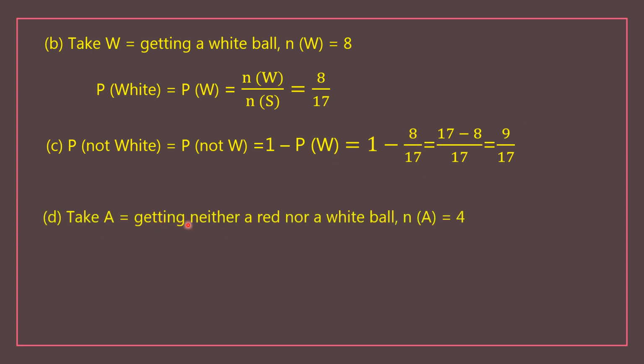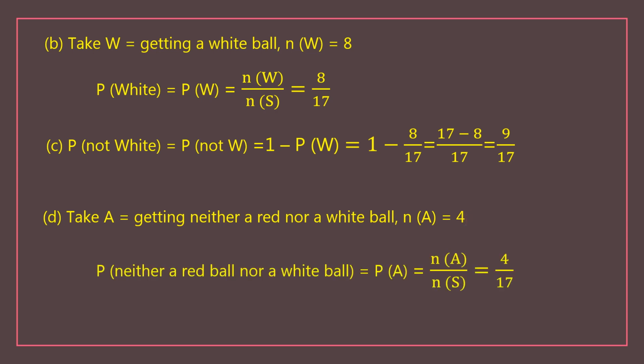Now take A is equal to getting neither a red ball nor a white ball. In the bag there are red balls, white balls, and green balls. You should not get any red ball or white ball. You can get any other ball, and the only other ball is the green ball. That's why outcomes favorable to A are only 4 balls, that is n of A is 4. From this, P of A is equal to n of A by n of S, that is 4 by 17. And in this way you can solve problems related to balls also.